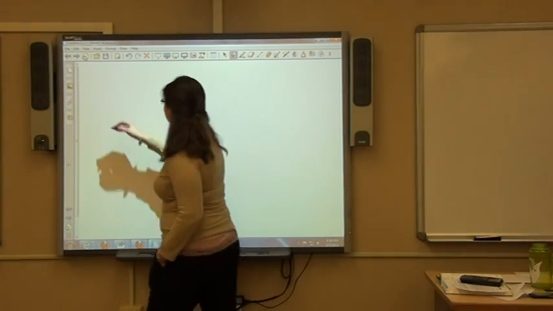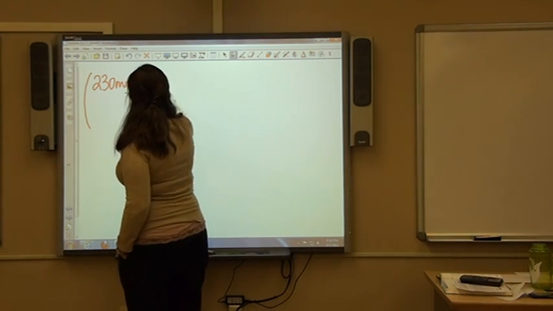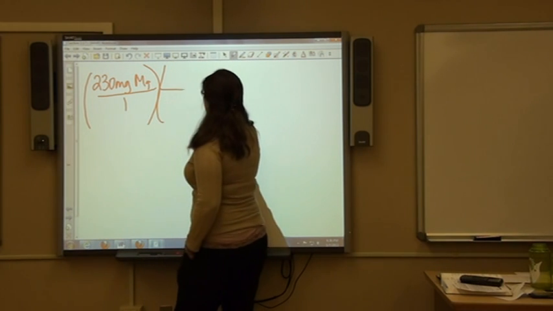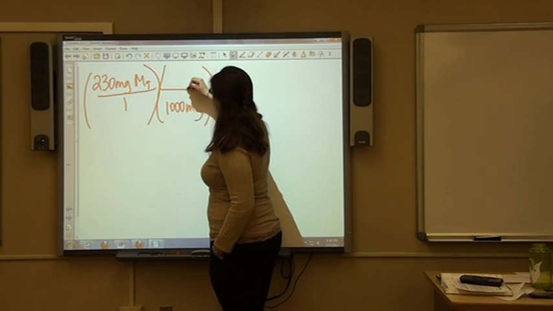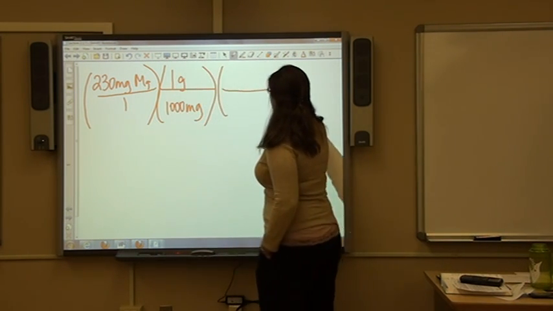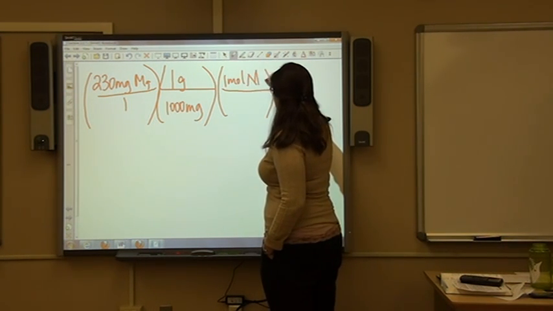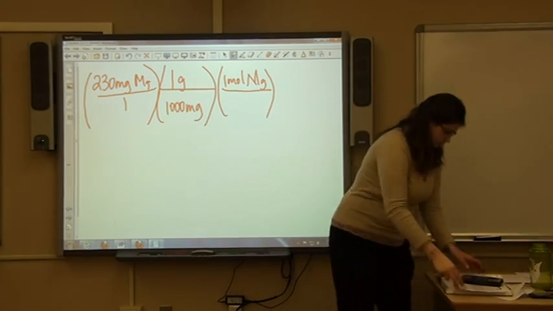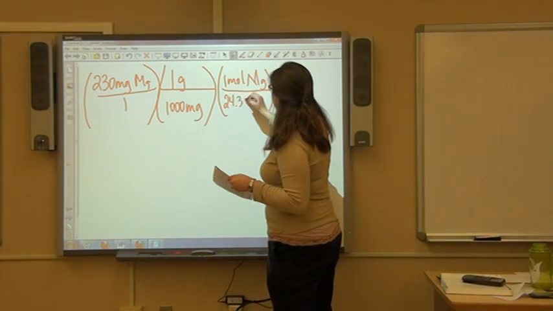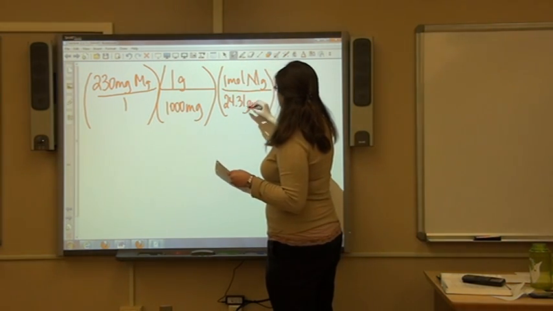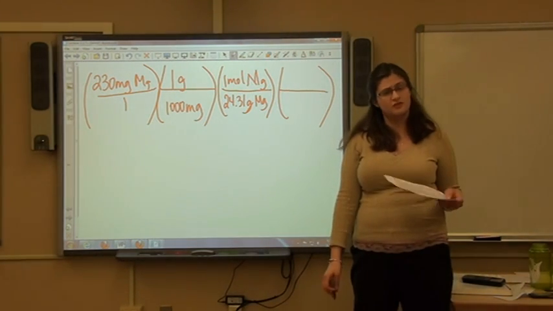This is what you're supposed to do. 230 milligrams of Mg. You still have to convert to grams. You still have to use the molar mass, or the molecular weight. I forgot what it was. 24.31. You still have to do the stoichiometric coefficient.